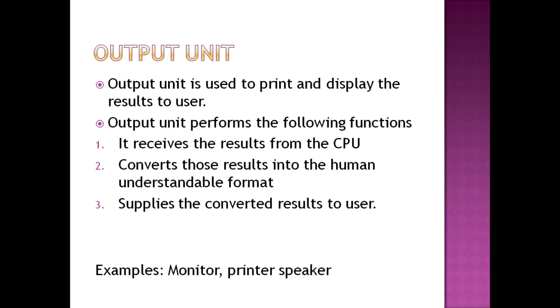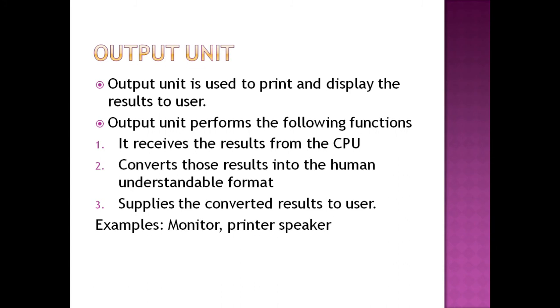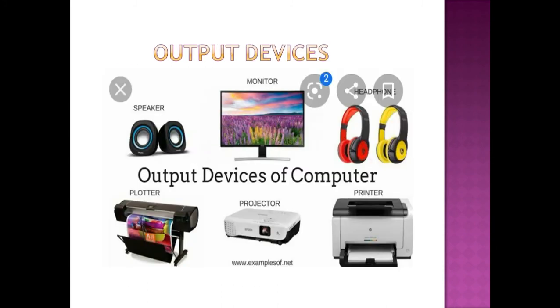So let us look into the different types of output unit. So we have the monitor, right? Monitor is the standard output device. Then we have speakers. So speaker is going to give us sound. So musics we can play. So that is also an output unit. We have the headphone. We can listen to music using headphones also. Then we have printer and plotter.